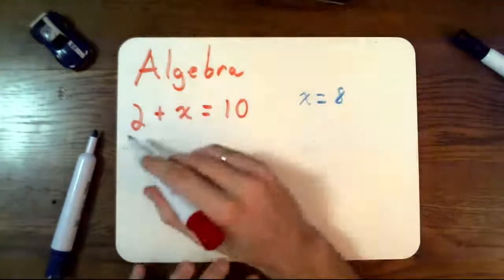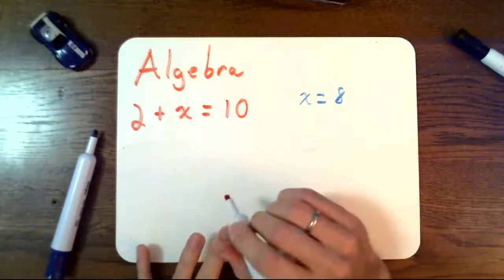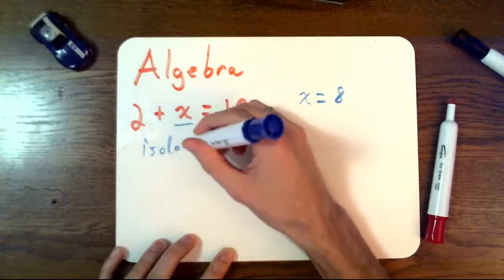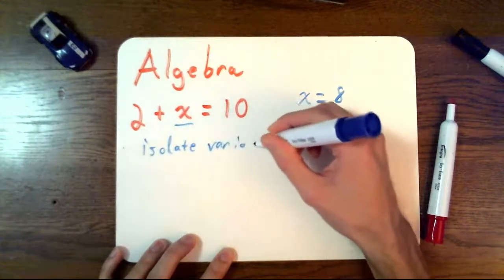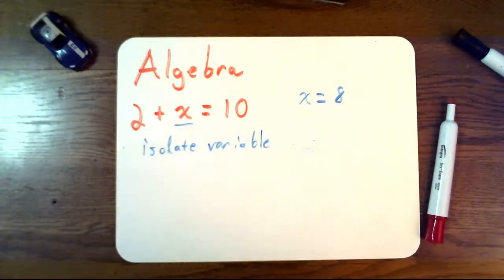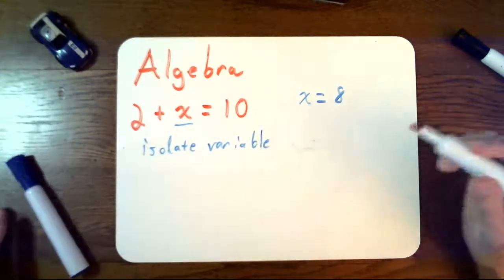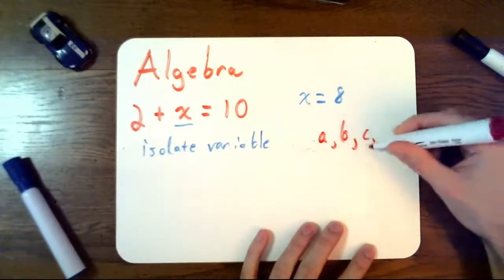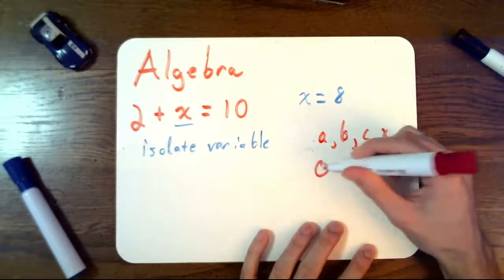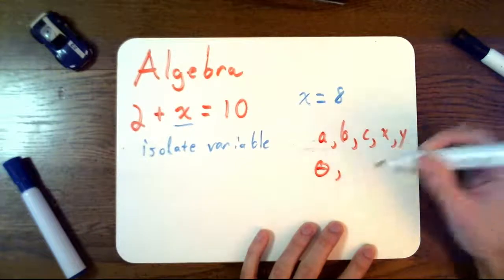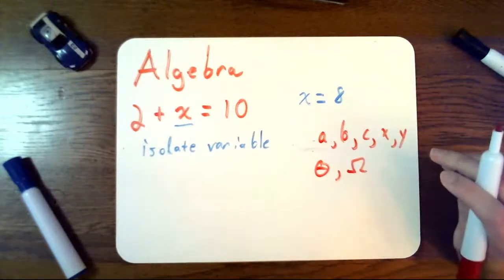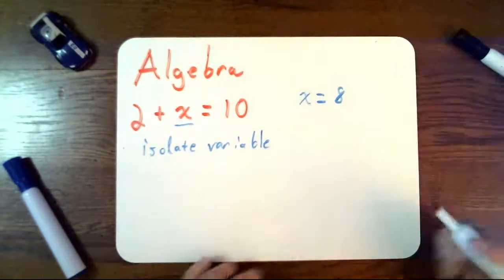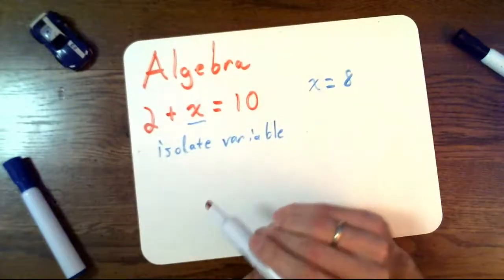So in a problem like this, what is the goal? What are we trying to do? We're trying to isolate the variable. What is a variable? Well, there could be many variables. It's pretty much any letter. In this case, it's x. It could have been a, b, c, x, y, even Greek letters sometimes like theta or omega. Pretty much a letter represents a variable. So we want to isolate the variable. How do we do that?